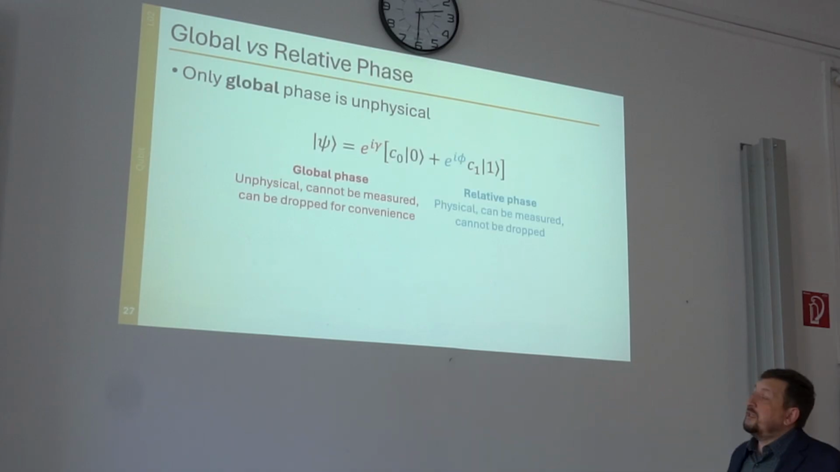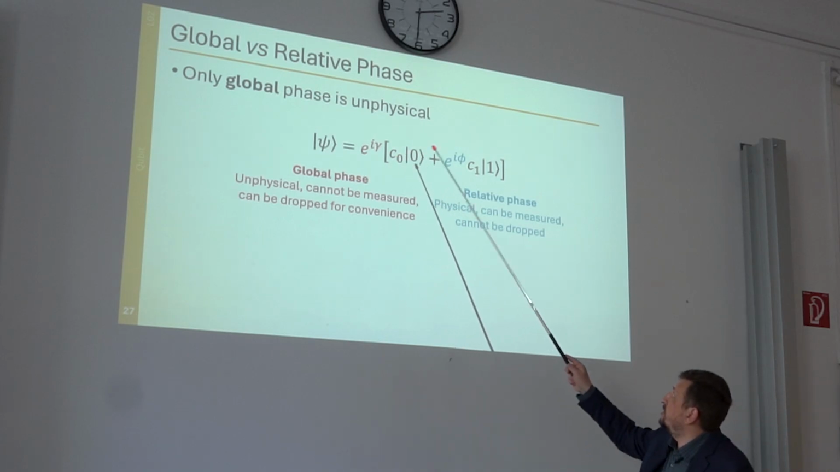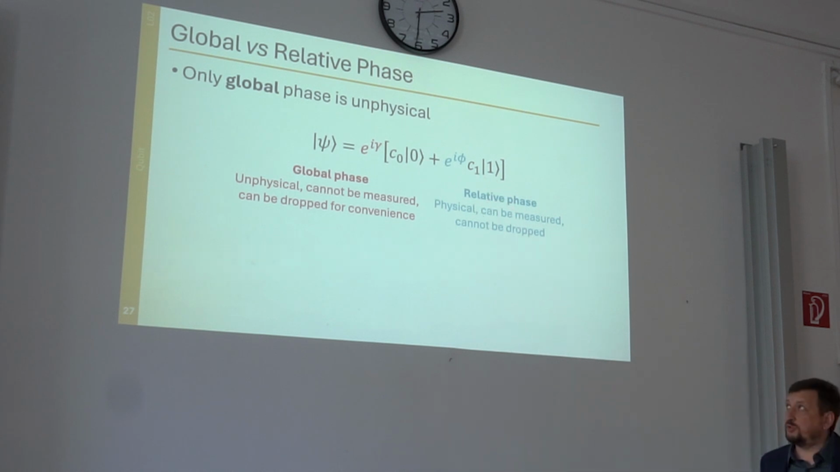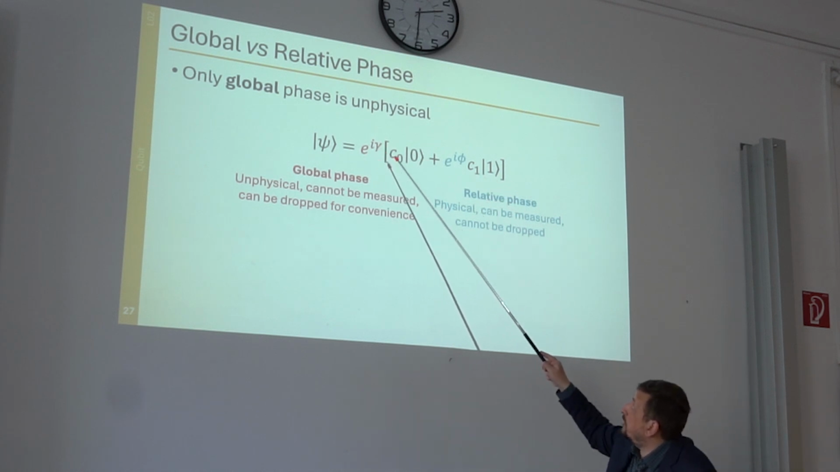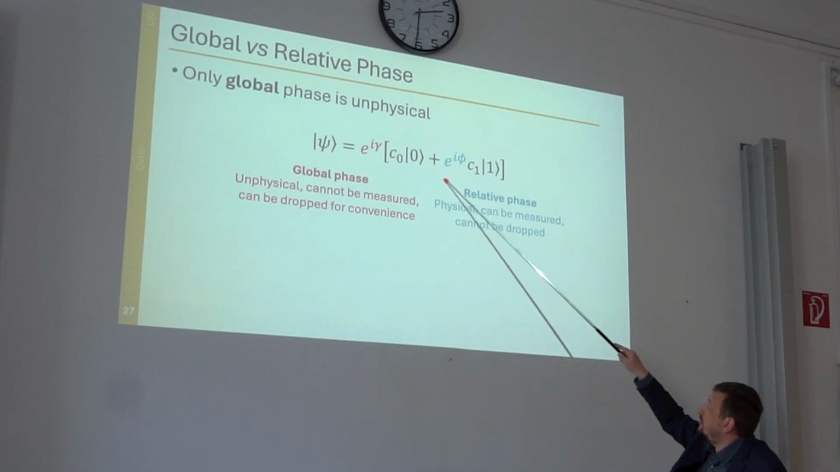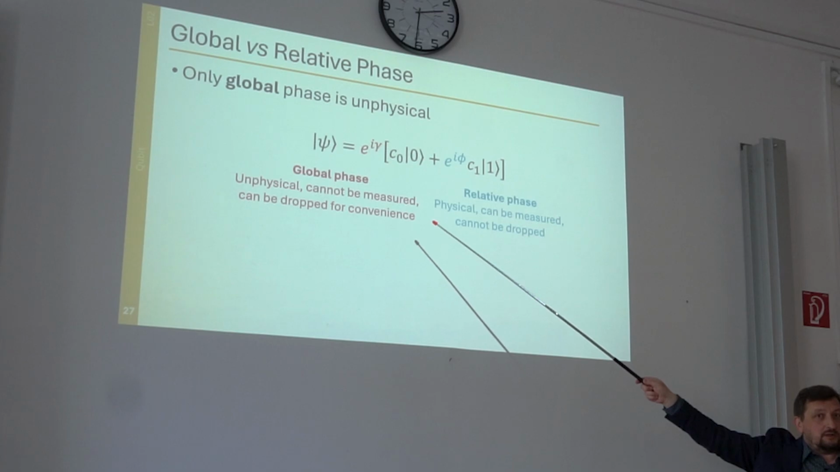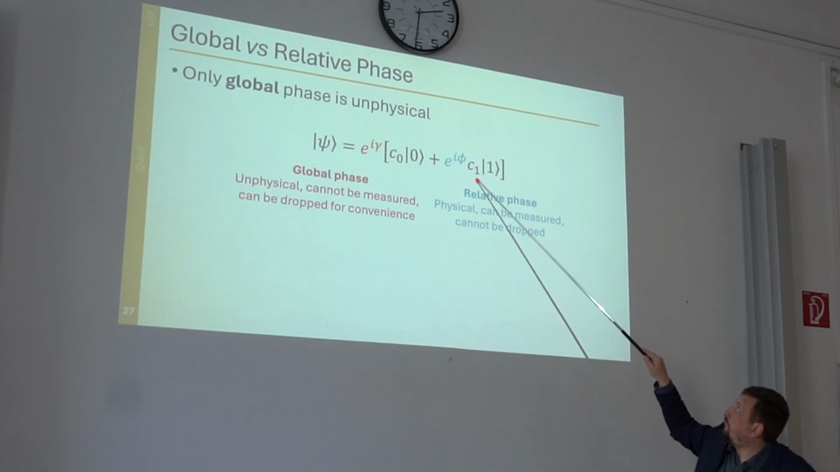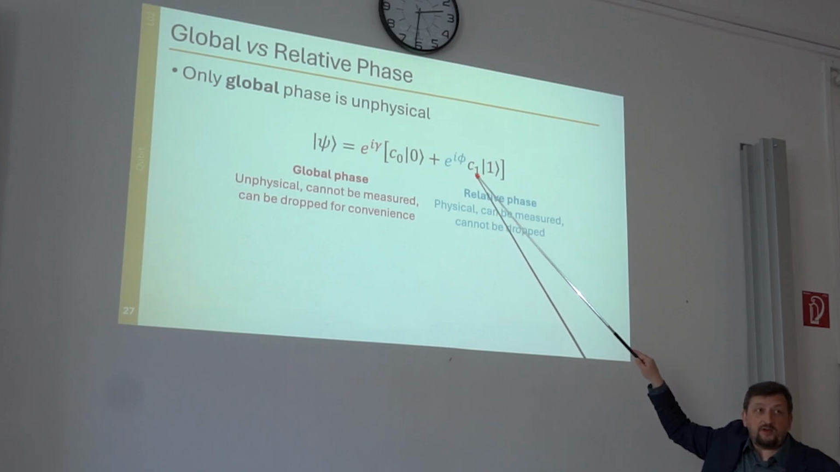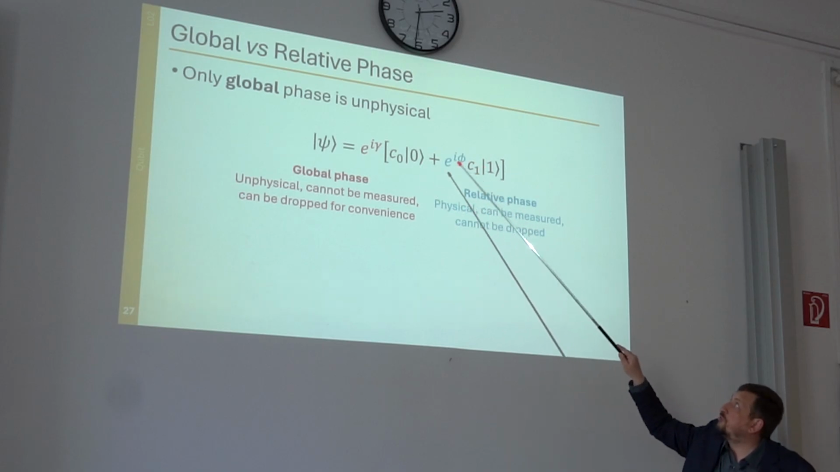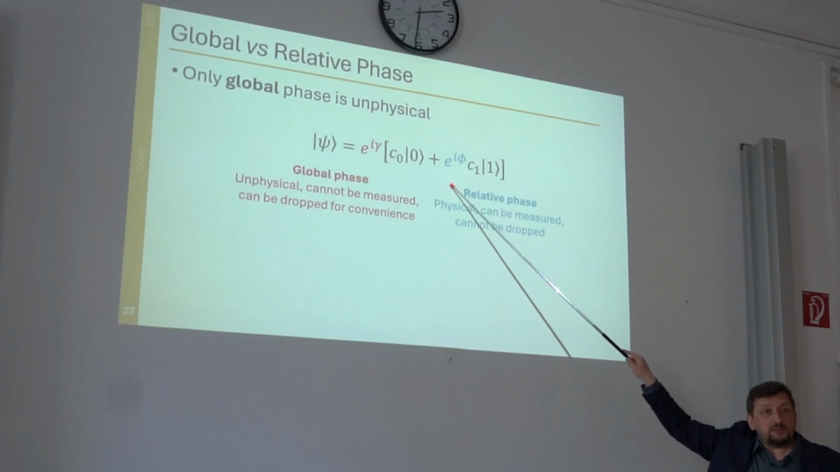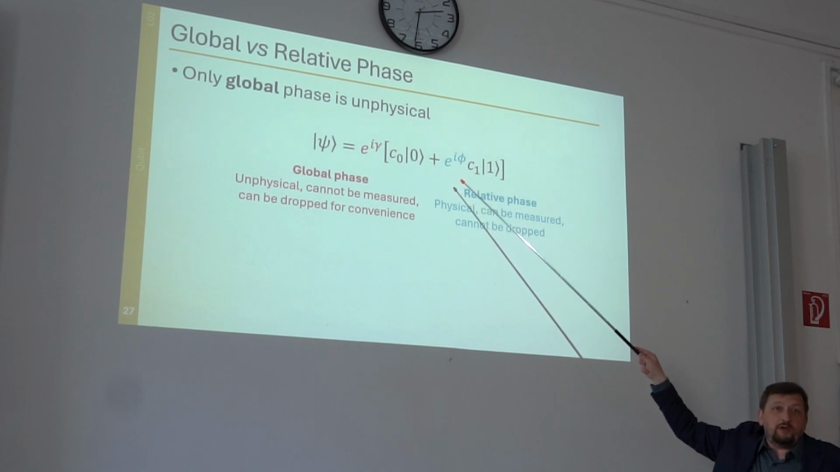Okay, so what is physical is the relative phase, and it can be measured. For example, if we have this general qubit state, this general superposition, this phase factor multiplies the whole wave function, the whole superposition. This is global phase. You can put whatever you want there, you can drop it, it's unphysical. This other phase is the relative phase, the phase between these two components of the superposition. This one can be measured, and we can measure it.